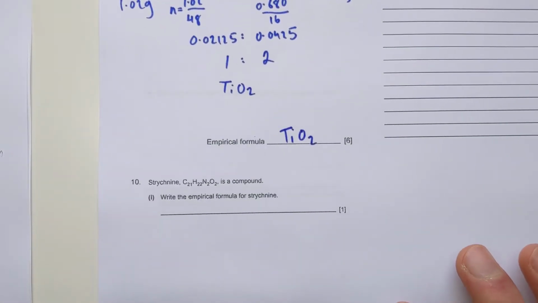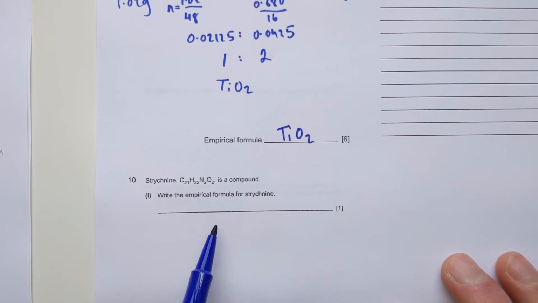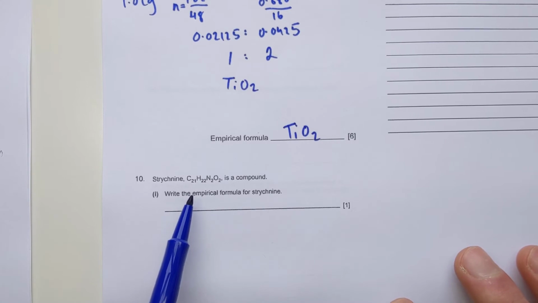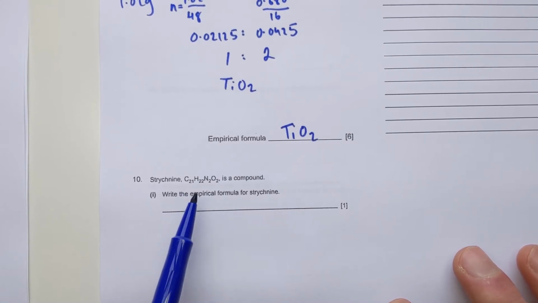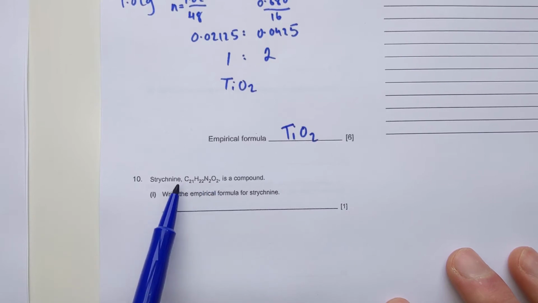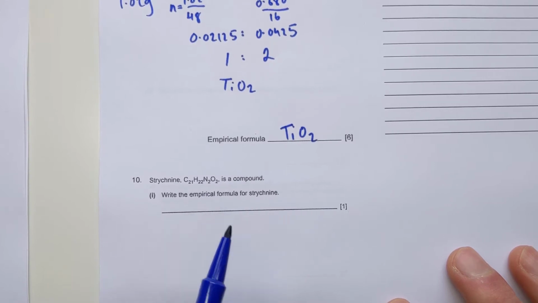Okay. Next question, one marker, just about empirical formula again. No calculation here, it's just seeing if you understand what empirical formula actually means. So you've got this long formula here, C21H22N2O2. The question is trying to see, can you get that into a simpler whole number ratio by cancelling down? It's almost a bit of a trick question here.